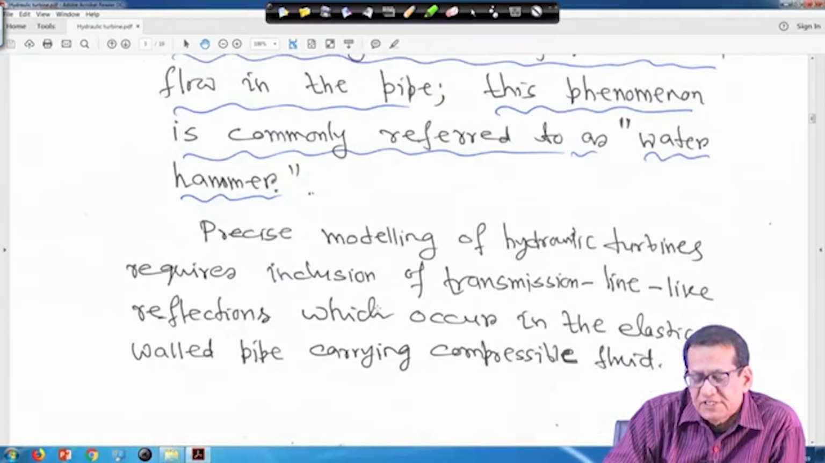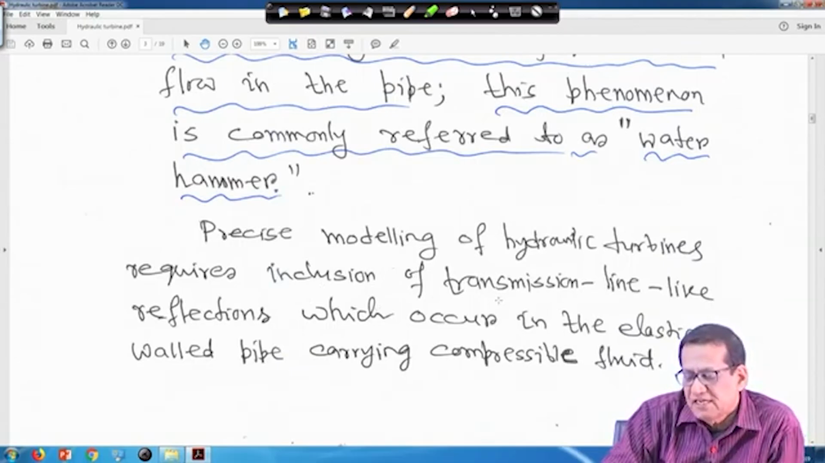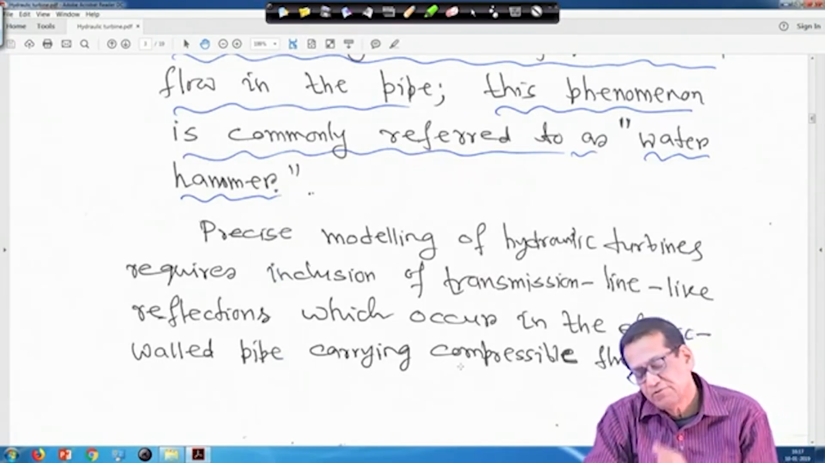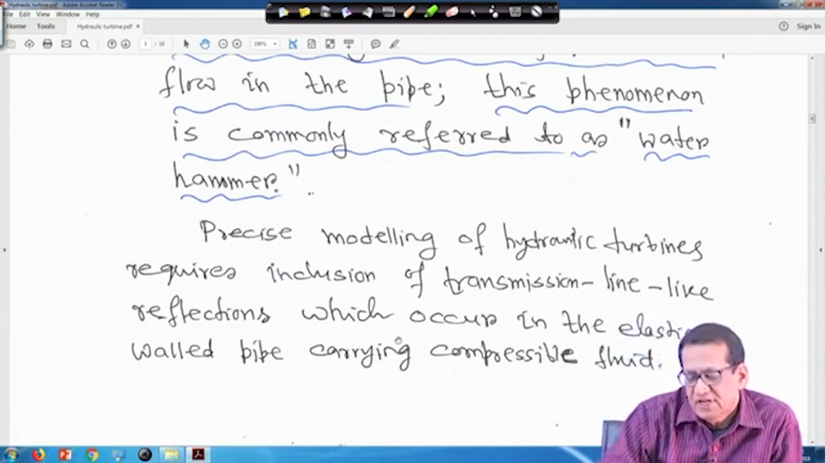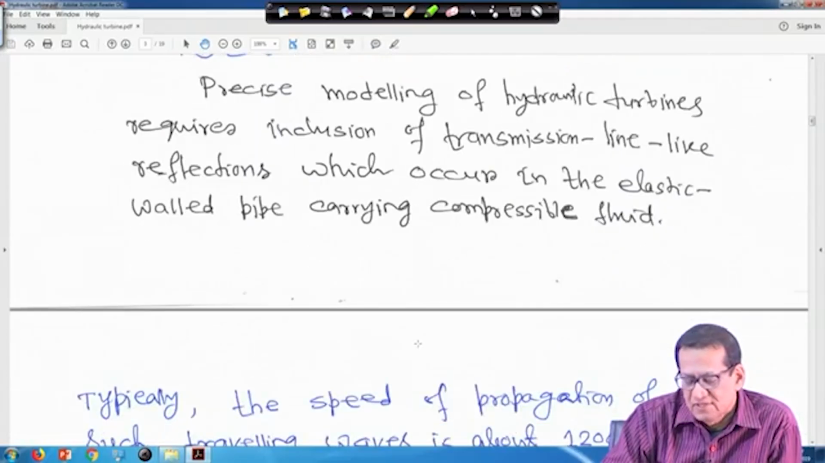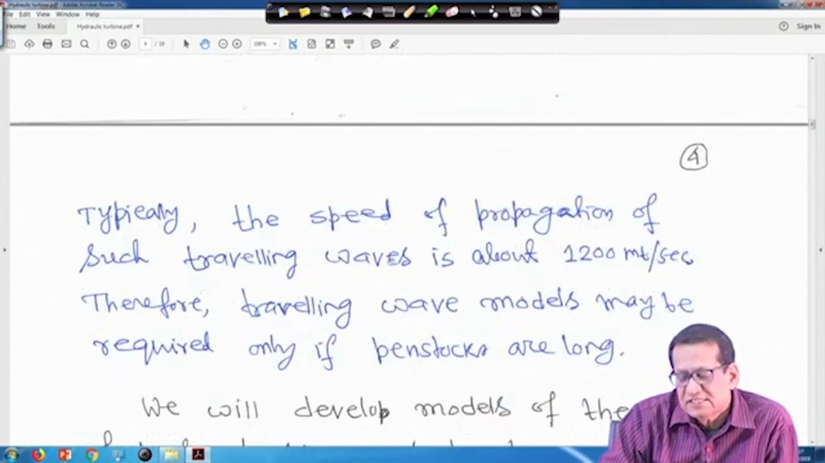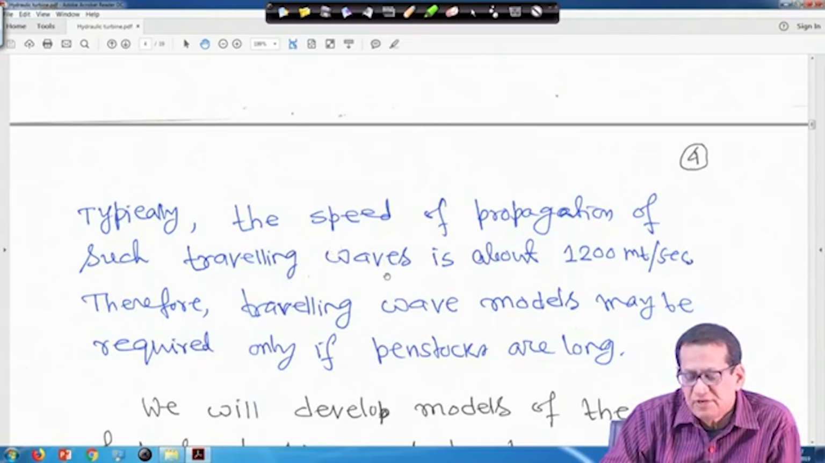Precise modeling of hydraulic turbines requires inclusion of transmission line like reflections, which occur in an elastic wall pipe carrying compressible fluid. But we will see the simplest model. Typically the speed of propagation of such travelling waves is about 1200 meters per second. Therefore, travelling wave models may be required only if penstocks are long.